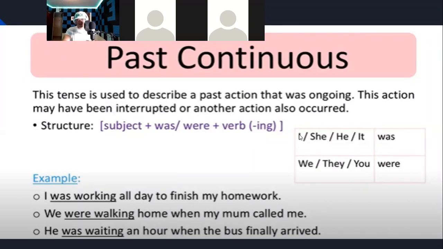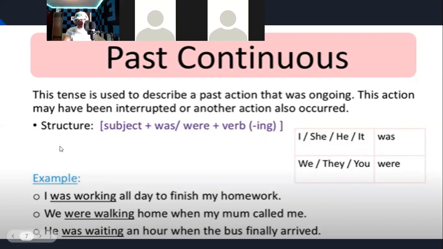because this is for one subject, I, she, he, and it, but this is just how English is. And were for we, they, and you. We and they is many. Maybe you can use it for us too.